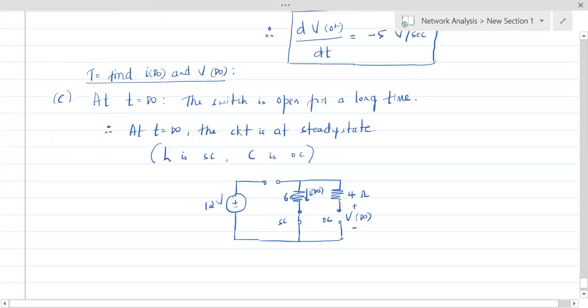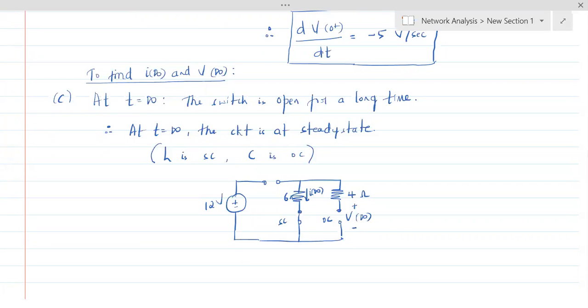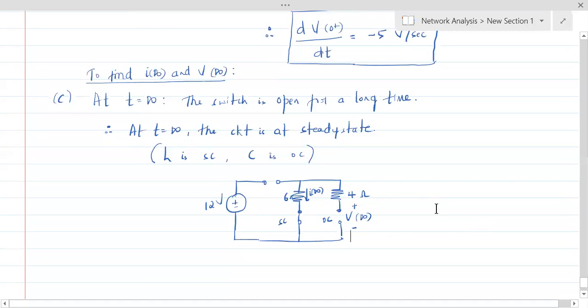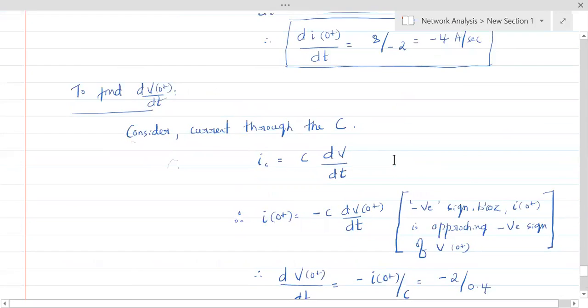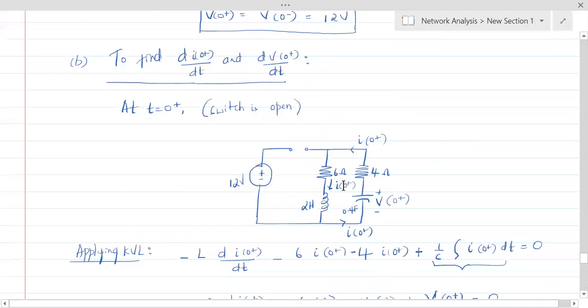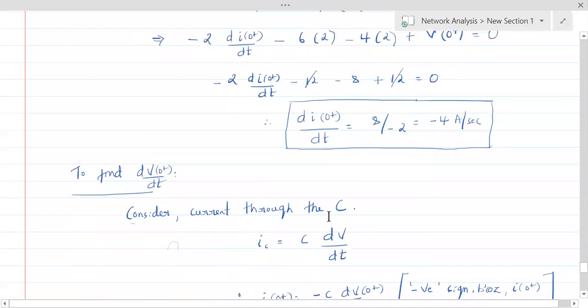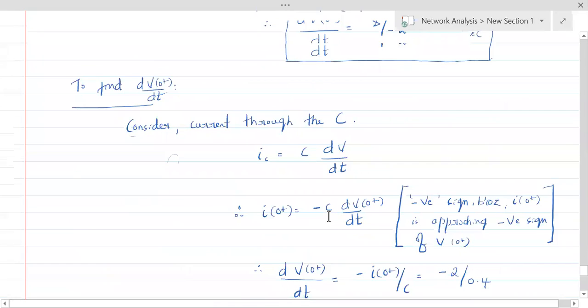Now, can you give me what I of infinity and V of infinity are? See here, there is an open circuit because the switch is open. When the switch is open, there is actually no supply here, so this current will not be flowing. Earlier, I of 0 plus was flowing because there is no instantaneous change in the current flowing through the inductor. At 0 minus, whatever condition was prevailing, the same condition would prevail through L at 0 plus. But now it is not 0 plus, it is infinity. That means the steady state has already been reached.